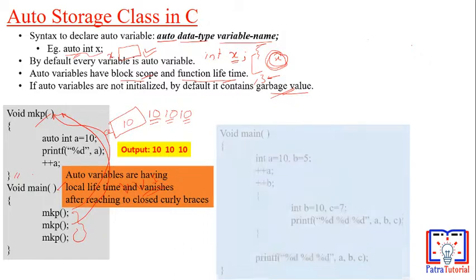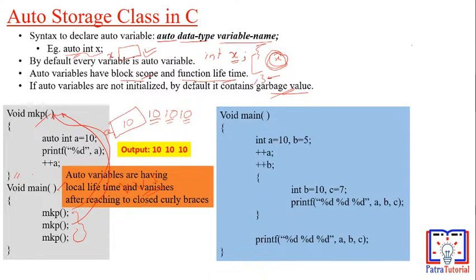Next, now look at this program. This program has only one function, the main function. Inside the main function I am declaring as well as initializing two variables, a equal to 10 and b equal to 5. Then I am incrementing the values, so 10 now becomes 11 and 5 now becomes 6.